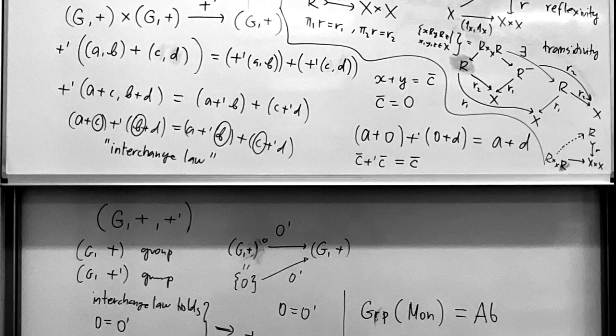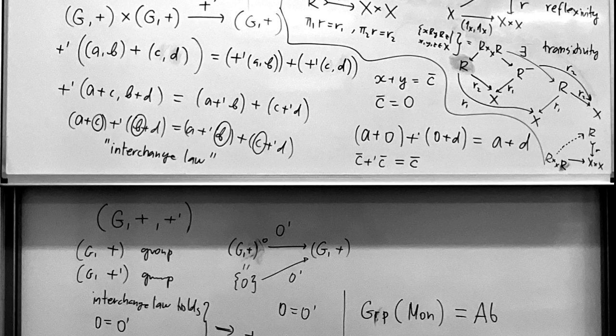Well, interchange law only guarantees that plus prime is a homomorphism. We also want to know that minus prime is a homomorphism, right? But it will turn out that that follows from the fact that plus prime is a homomorphism. One important thing: these two group structures share the same zero.